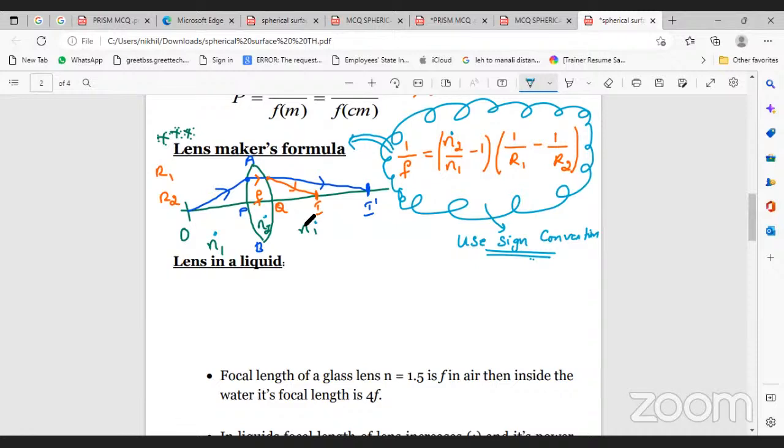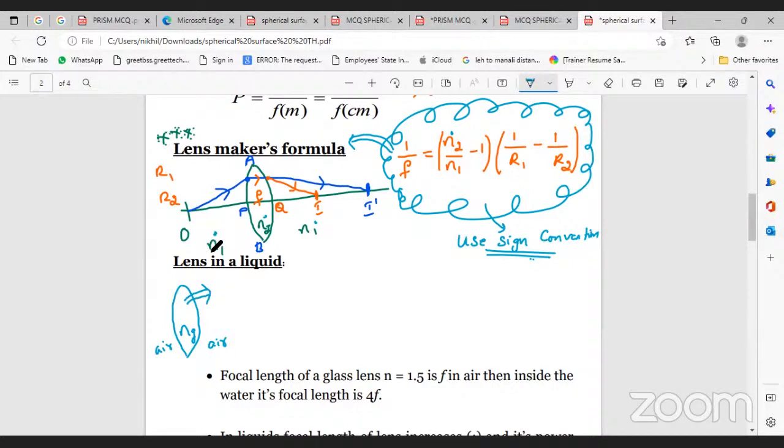Now, I will write one diagram here. Can you explain the formula for this? This is a convex lens made of glass, Ng. This is air. Can you tell me the lens maker formula for this?